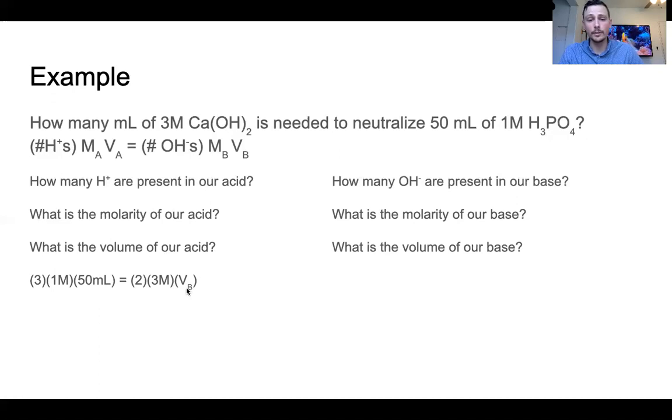To solve for VB, all we have to do is divide both sides by 2 times 3, which is 6. Divide both sides by 6. We end up with 150 divided by 6. That gives us a VB, or the amount of base needed, of 25 milliliters. We would need 25 milliliters of this base in order to neutralize, or make not basic or acidic anymore, this volume of 1 molar phosphoric acid.